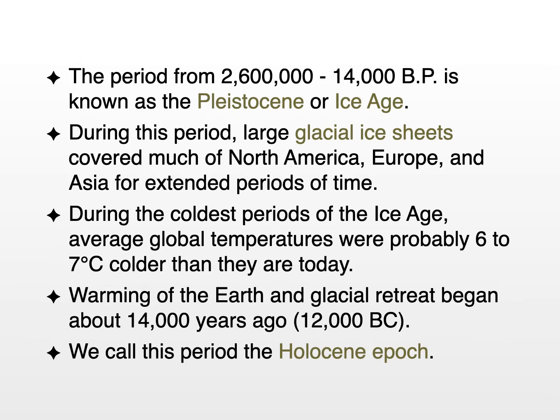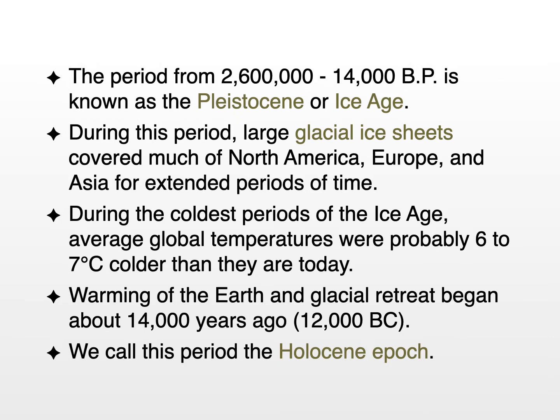During the Pleistocene, which occurred from 2.6 million years ago to the beginning of the Holocene, about 14,000 BP, glacial ice sheets covered much of North America, Europe, and Asia for extended periods of time. In fact, in North America, glacial ice sheets covered all of Canada and extended into the southern United States during the last glacial period, or glacial advance.